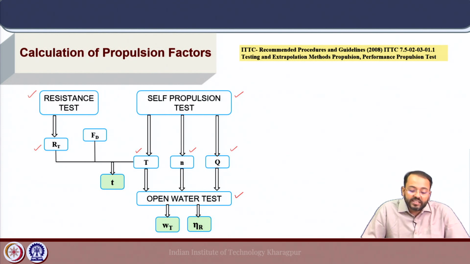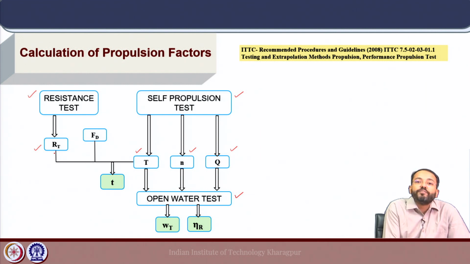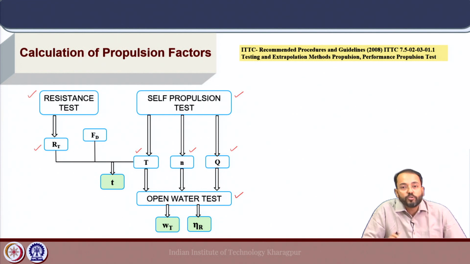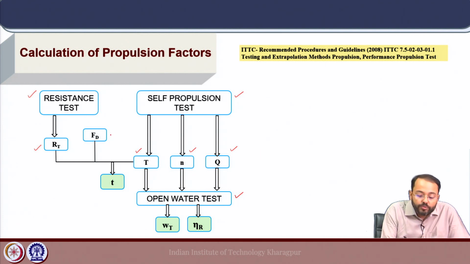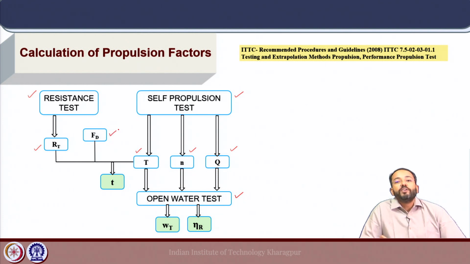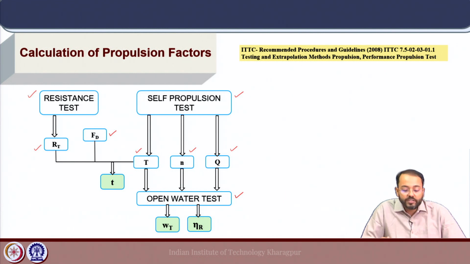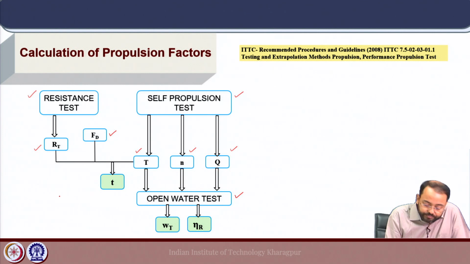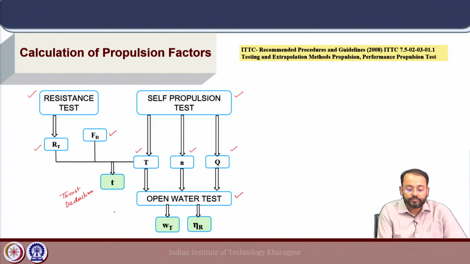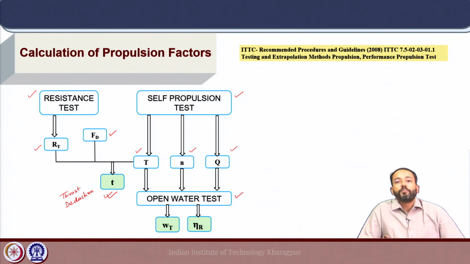Now, using the resistance that we calculate from the resistance test, the total resistance, and the propeller thrust from the self-propulsion test, we use the value of Fd, which is the skin friction correction force, to get the thrust deduction, which is the propulsion factor, one of the important factors which is required for the calculation of ship powering.